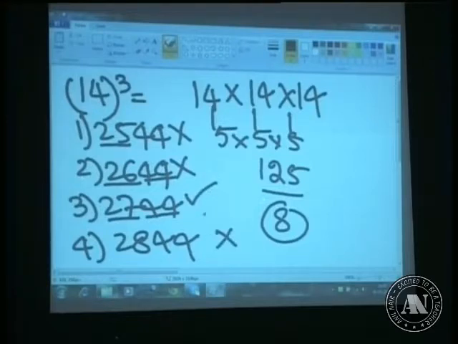8. Right? It goes back to what I said at the beginning. You can check whether the answer is right or wrong by using which concept? Digital sum. Clear? Clear this side? Right? Next one.